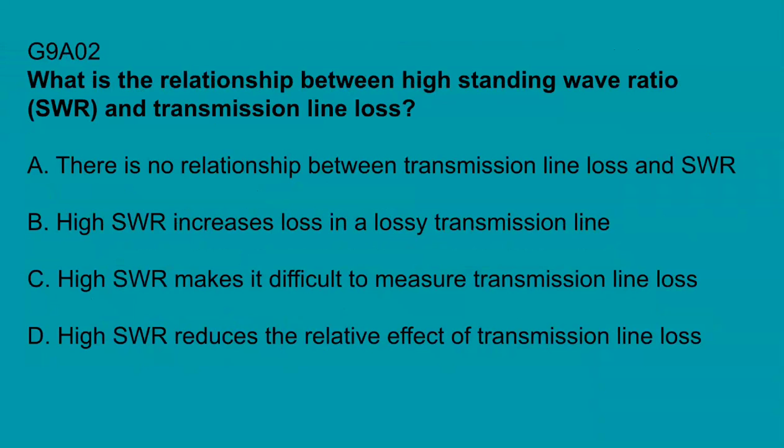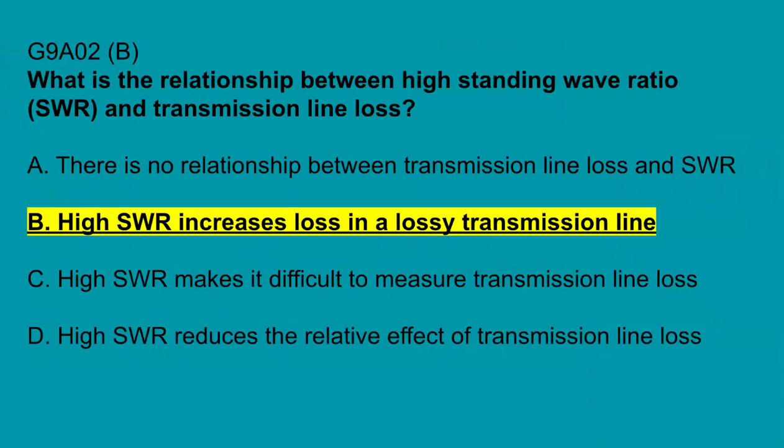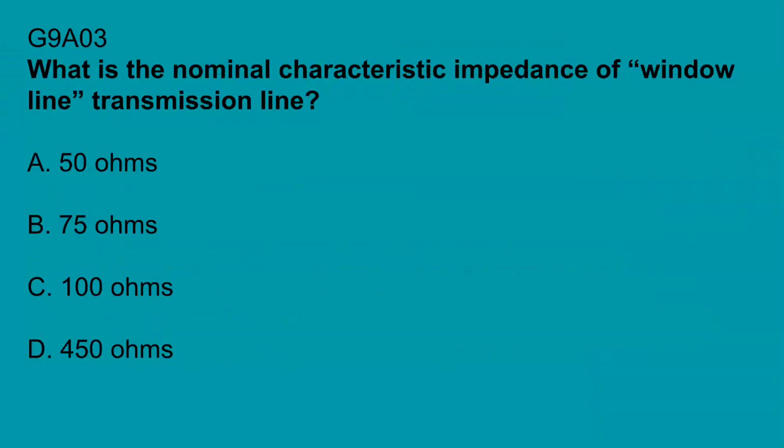G9A02, what is the relationship between high standing wave ratio, also known as SWR, and transmission line loss? High SWR increases loss in a lossy transmission line. G9A09, what is the nominal characteristic impedance of window line transmission line? It's going to be 450 ohms.